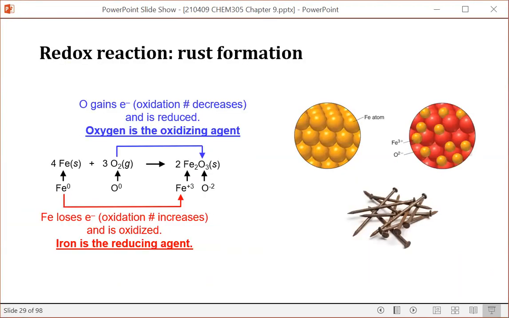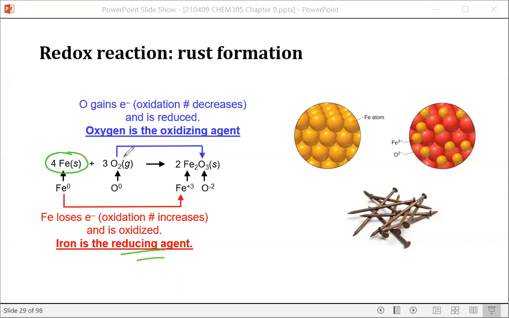So going back to figuring out the agents, we know how to figure out what element is oxidized and what element is reduced by looking at the oxidation numbers. The element that has an oxidation number that increases, that becomes more positive, is oxidized because it's losing electrons. And the element that has an oxidation number that becomes more negative is being reduced, it's gaining electrons. So the compound that those elements are a part of, we call the agents. So iron is the reducing agent because it helped facilitate the reduction of oxygen. Oxygen is actually reduced and iron helped facilitate that reduction, so it's the reducing agent.